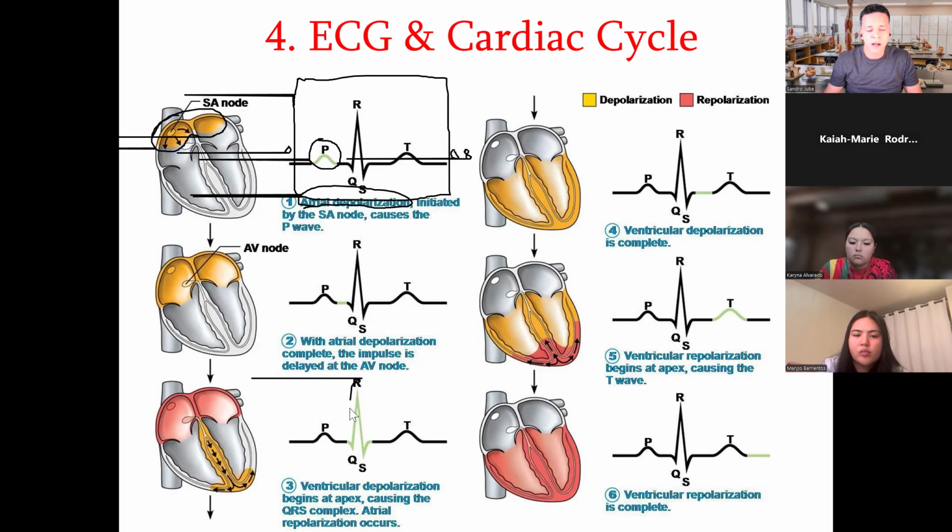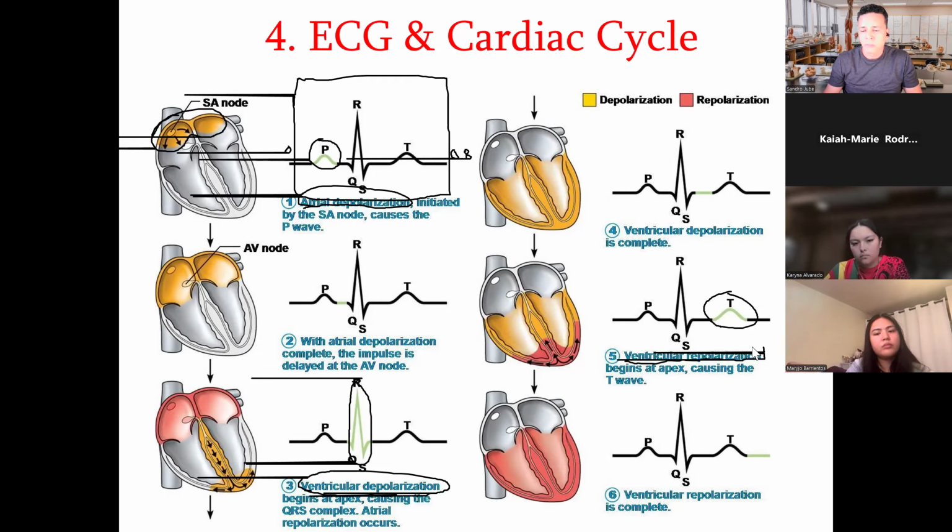Next, we have the R wave, and the R wave represents ventricular depolarization. So now the cells of the ventricles are going to depolarize. Okay? And then finally, we have the T wave, and the T wave represents ventricular repolarization. What is repolarization? Repolarization is when the sodium channels close, the potassium channels open in the cells, and now potassium is going to leave the cell and allow the cell to go back to the resting membrane potential.